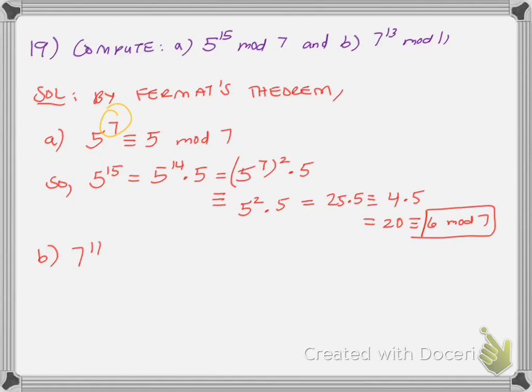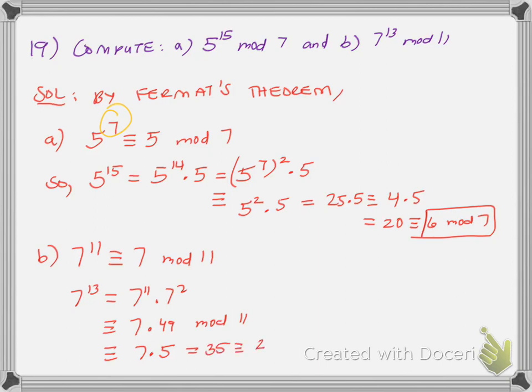Okay, 7 to the 11th is congruent to 7 mod 11. Right, 7 to the 13th, we can rewrite as 7 to the 11th times 7 squared. And so that's going to be congruent to 7 times 49, which is congruent to 7 times 5, and we're mod 11, which is equal to 35, which is congruent to 2 mod 11. So our answer is 2.